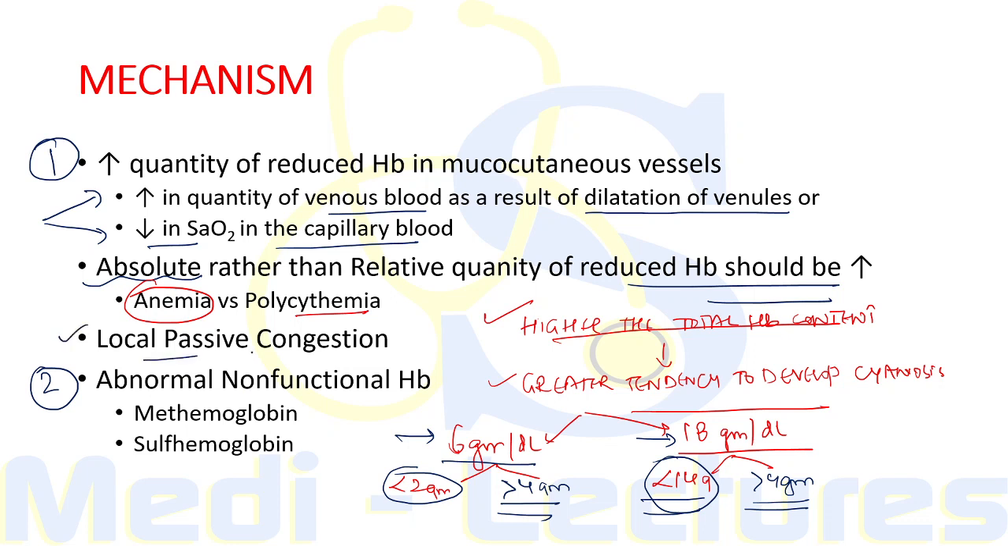Now, local passive congestion can also lead to cyanosis, which causes increased total quantity of reduced hemoglobin in a given area and leads to cyanosis. Now coming on to the abnormal non-functioning hemoglobins, these include methemoglobin and sulfhemoglobin. Methemoglobinemia can be congenital as well as acquired. On the other hand, sulfhemoglobinemia is always acquired.